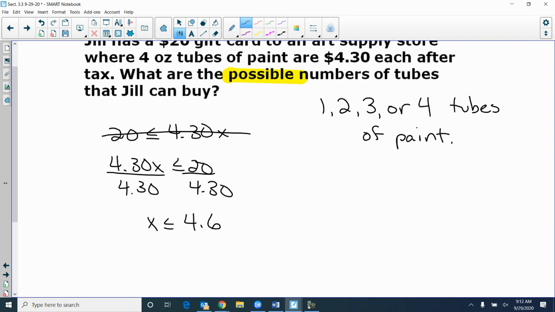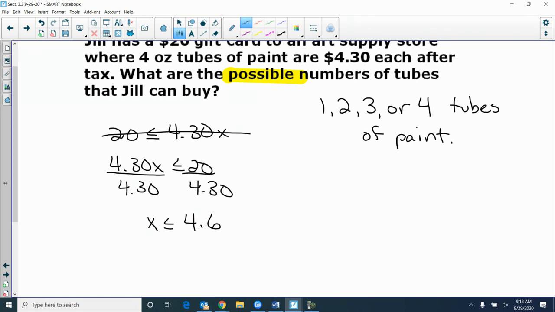Okay, so you gotta watch the way it's worded. Technically, you could buy 0, but if you're gonna buy tubes of paint, why would you buy 0? That doesn't make sense. But the most she could buy is 4. The most she could buy is 4. But she could buy 1, 2, 3, or 4.